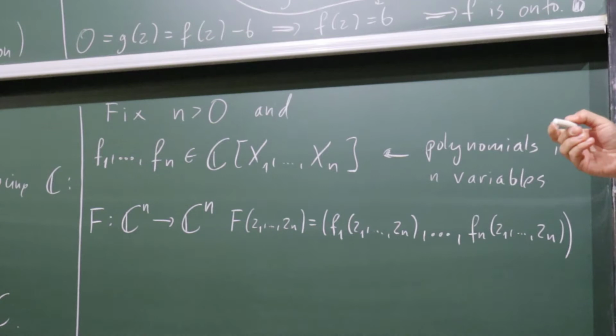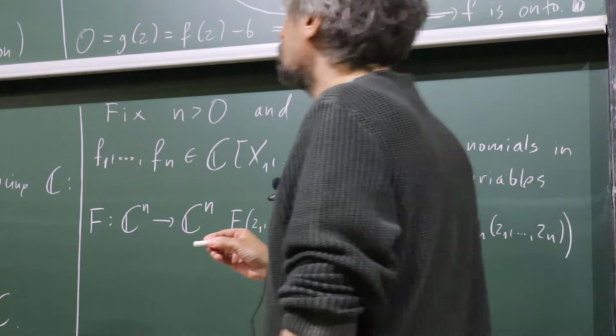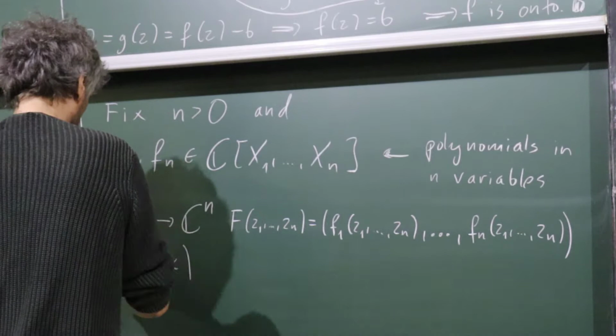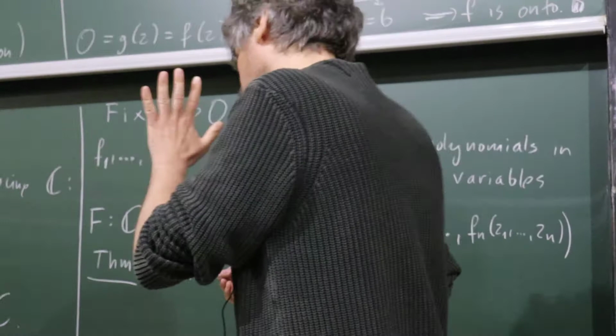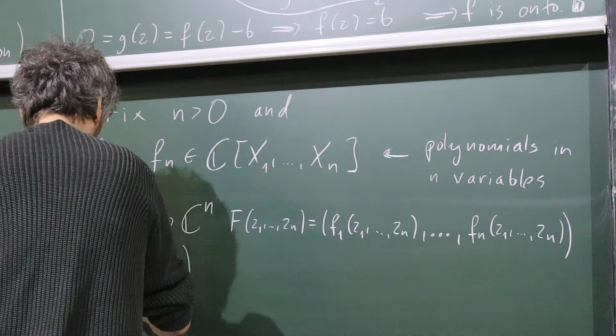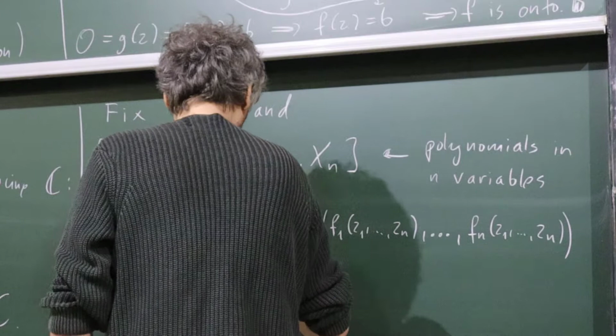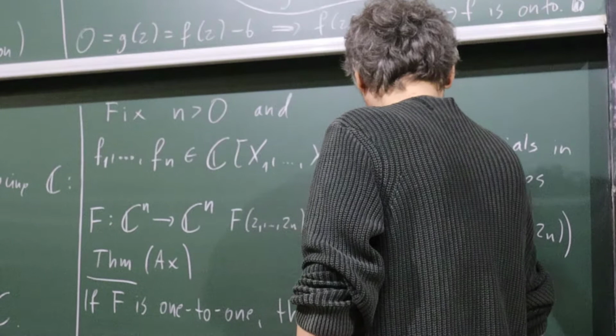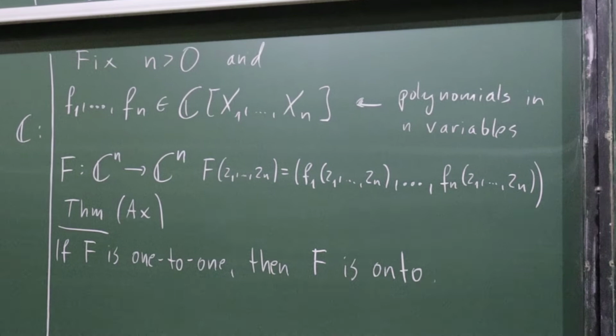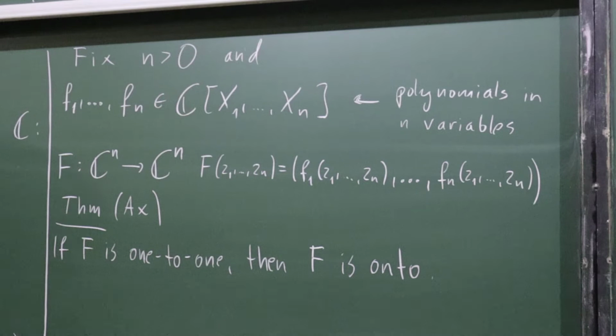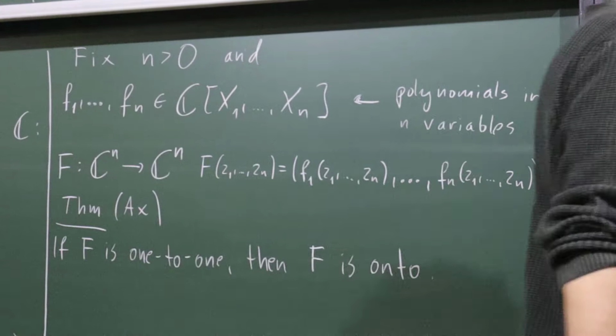So the Ax theorem is now like remark one, but for capital F. So as I said, some people say Ax-Grothendieck, but let me say just Ax. Sorry, Grothendieck. So if F is one to one, then F is onto. Okay, so we want to prove it. So this is the first theorem I want to prove using some model theory, and that will motivate these notions and statements from model theory, which will be used here.